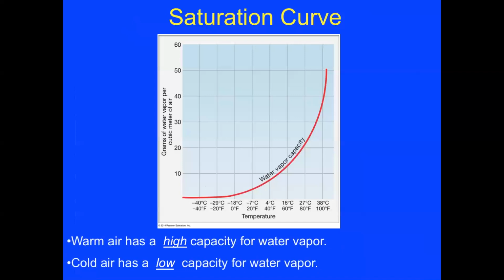So warm air has a high capacity for water vapor. In other words, warmer air can hold a lot more moisture before it hits that red curve. Cold air has much lower capacity to hold water in the vapor state before it condenses.